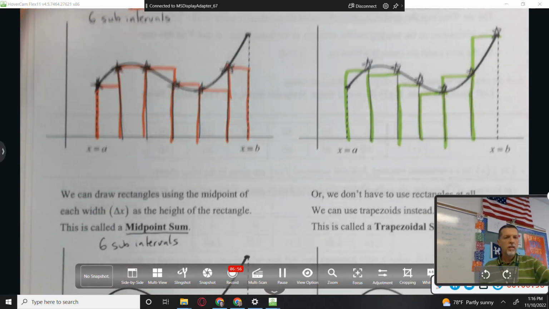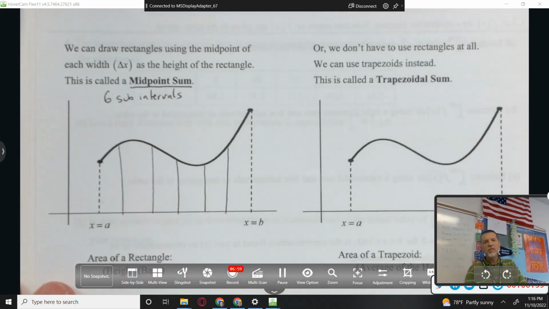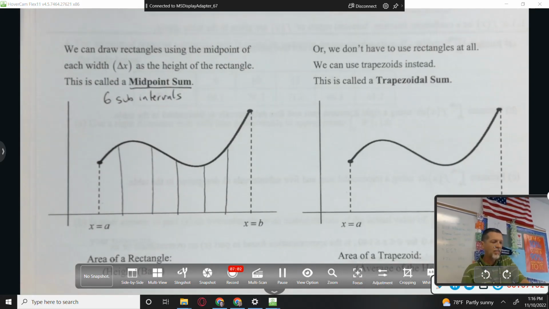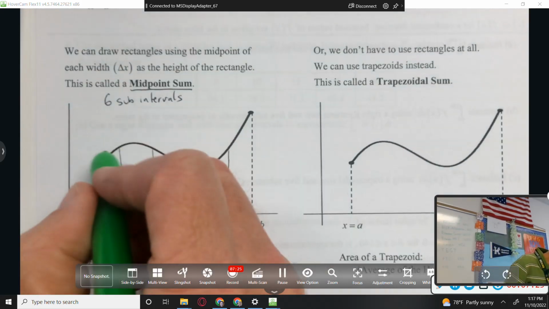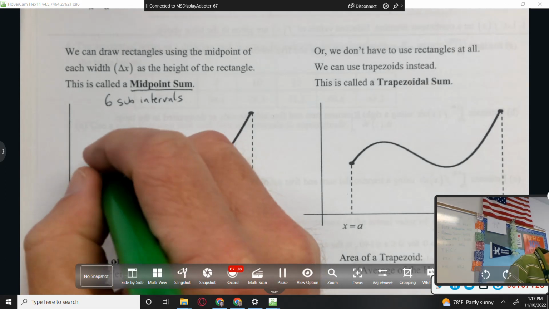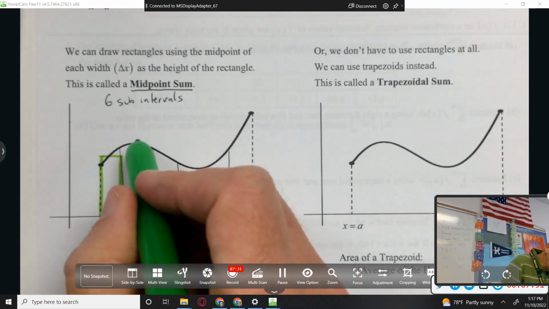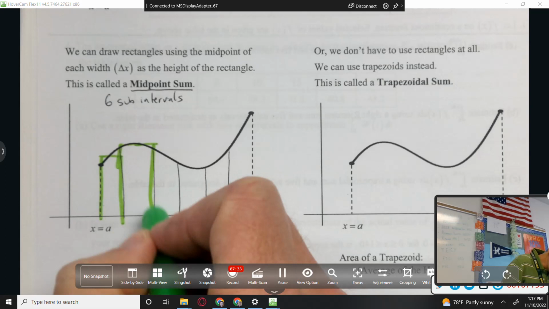We got our 5 partitions to make 6 intervals. So where do you think we want to draw the height if we want to use a midpoint sum? They draw rectangles at the midpoint of each width. So instead of doing the left or the right, we're going to use the middle. Wherever the middle is, that becomes the height of that rectangle.